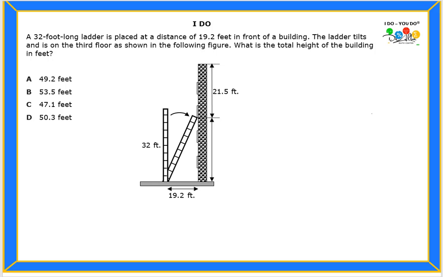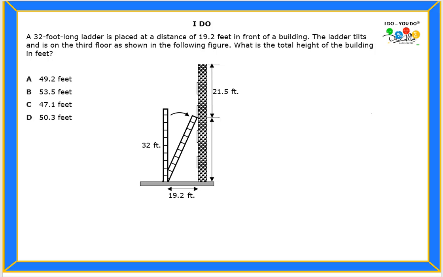Hello students, let's read the problem. It says, a 32-foot long ladder is placed at a distance of 19.2 feet in front of a building. The ladder tilts and it's on the third floor as shown in the following figure. What is the total height of the building in feet?